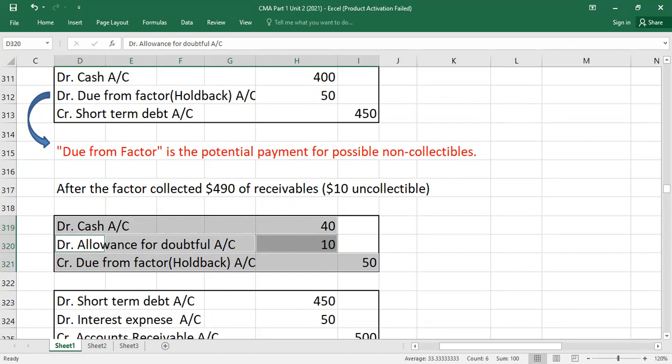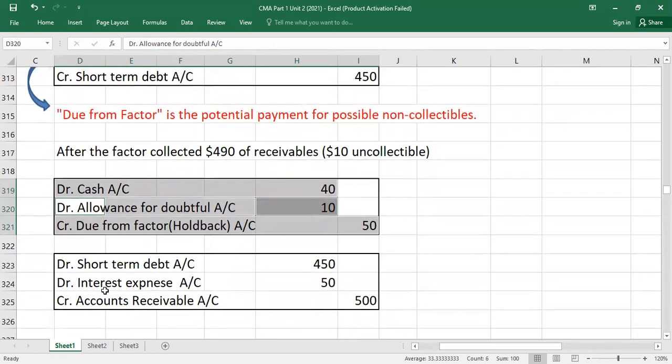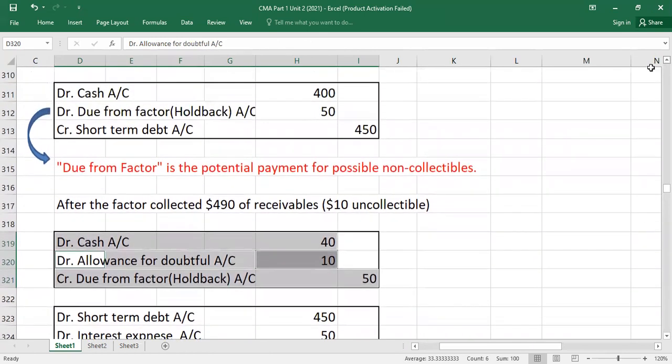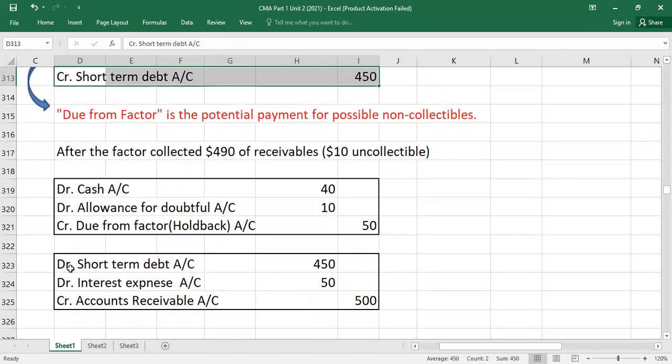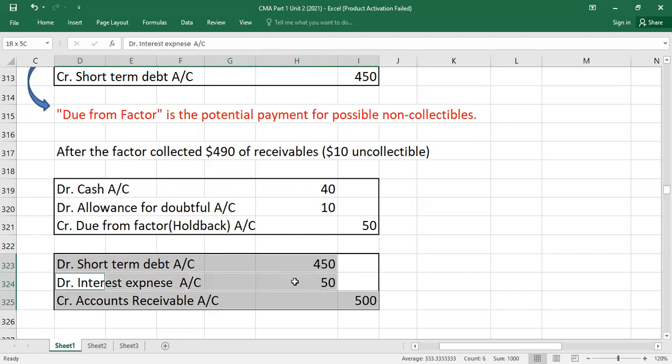Now, at the end of the credit period, once the credit terms expire, what do we need to do? In the first entry we booked a liability, so we have to remove this liability at the end of the credit terms. We will debit the short term debt account $450, and credit accounts receivable $500, because the receivable was $500, and there is a difference of $50, and this $50 we will record as interest expense.